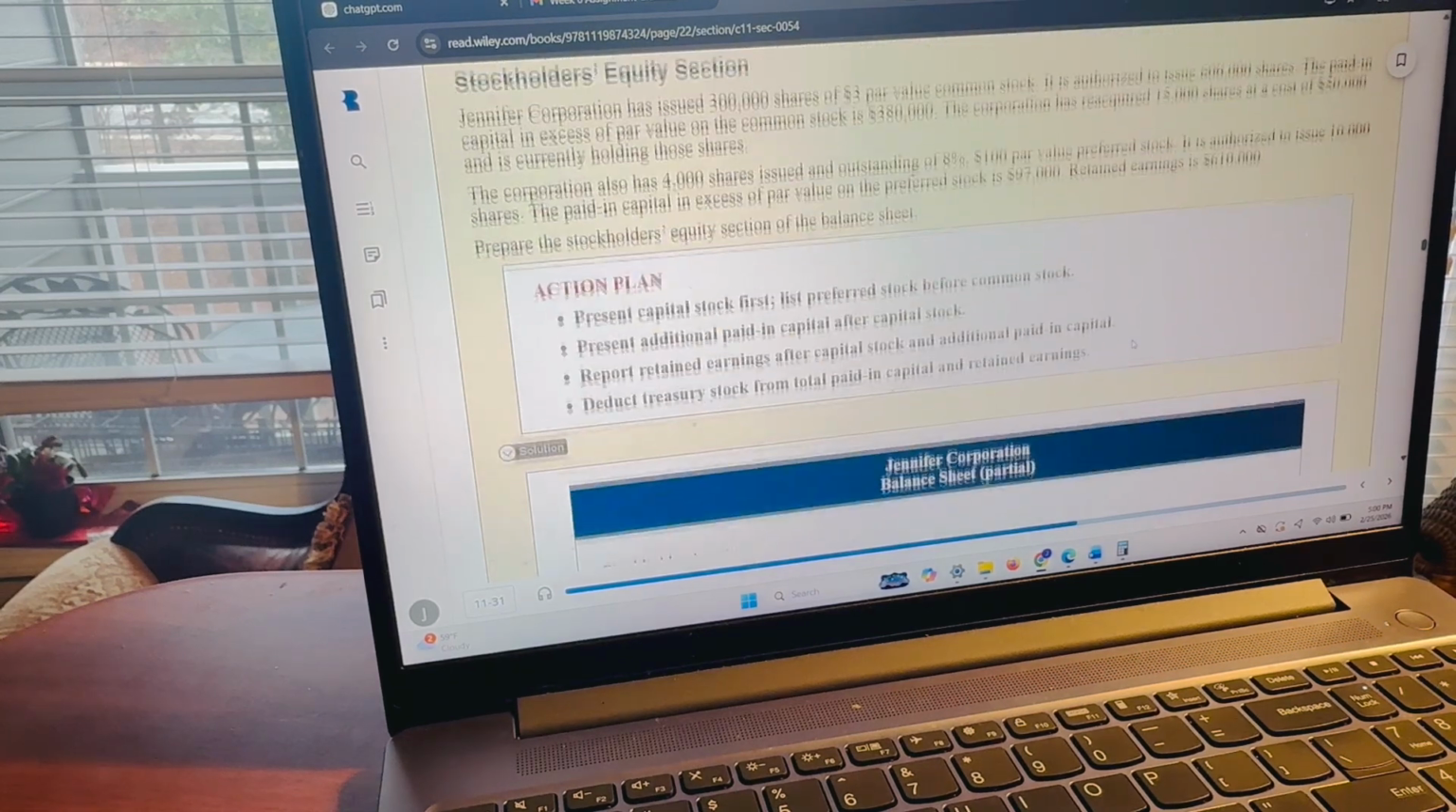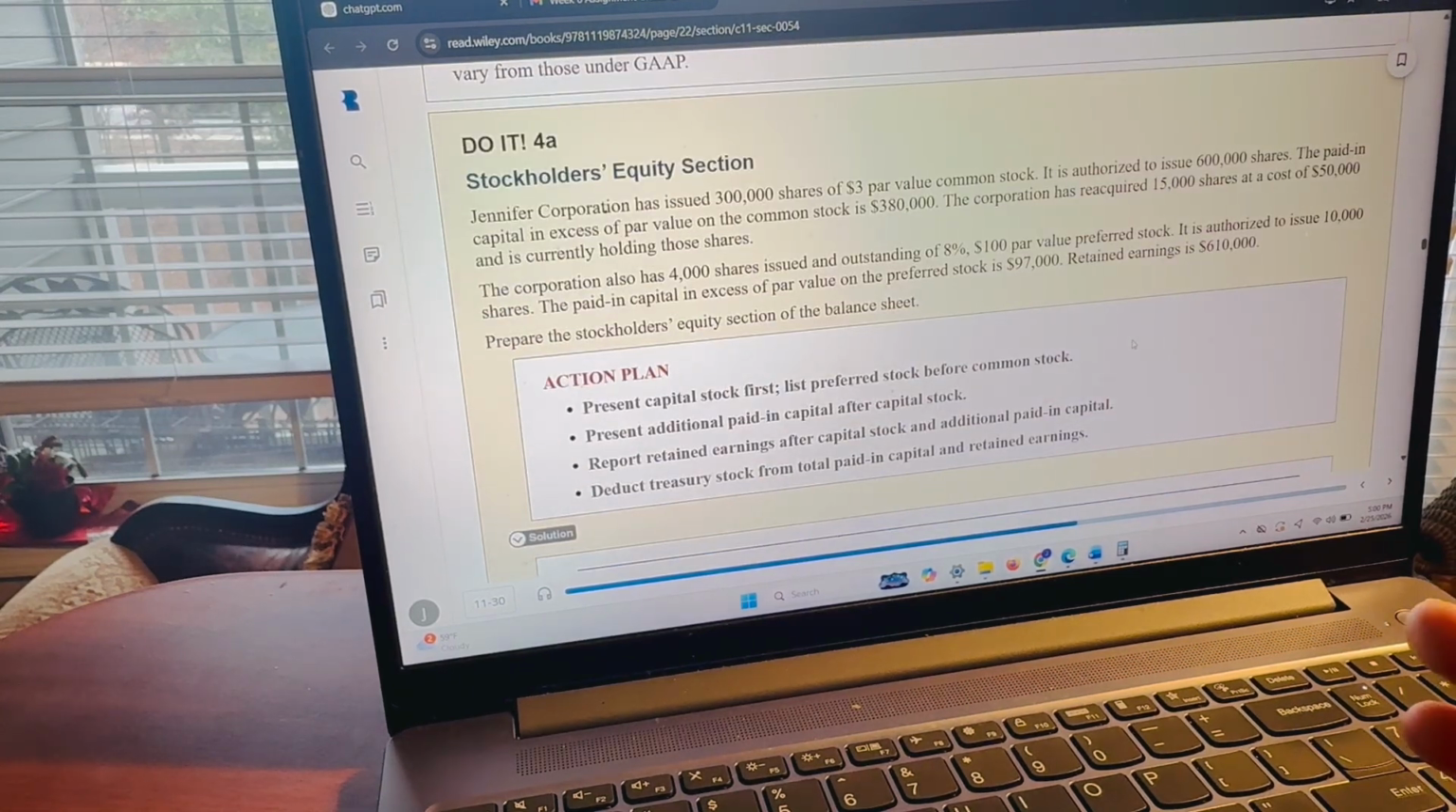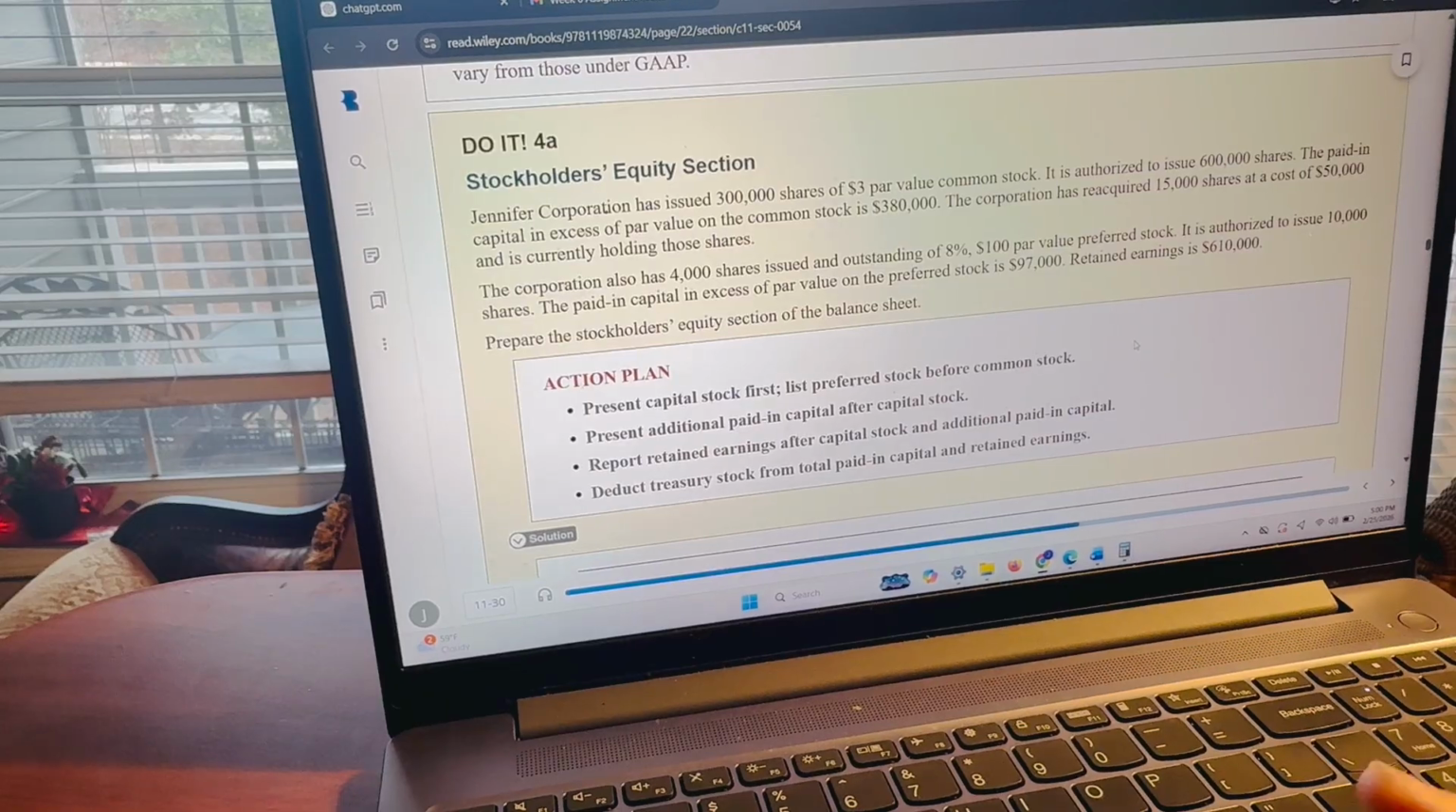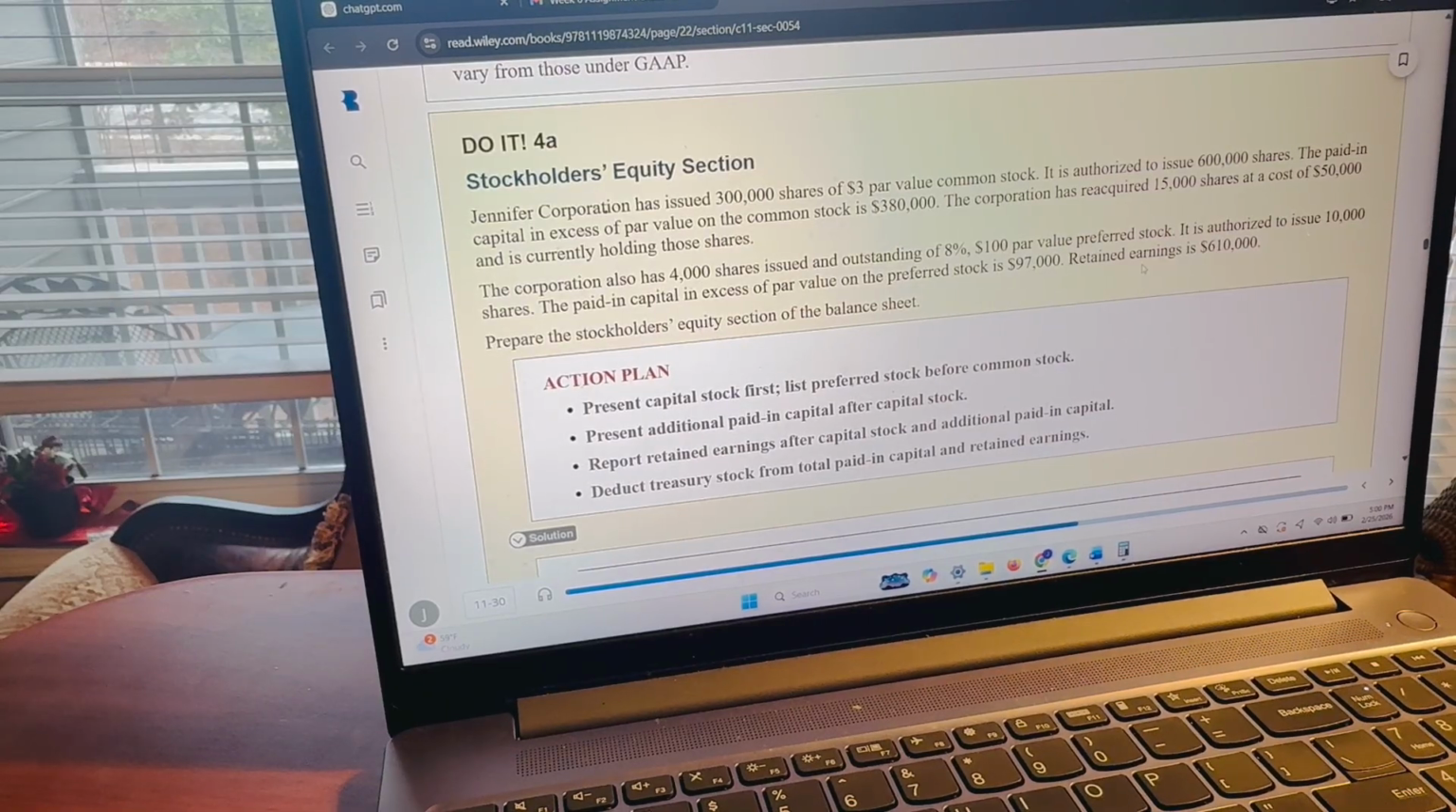Then we can also do the same thing for the preferred stock, because whether you're dealing with common stock or preferred stock, the methodology is still the same. So the corporation has also issued 4,000 shares and outstanding of 8%, $100 par value preferred stock. The 8% is the dividend rate of return for investors.